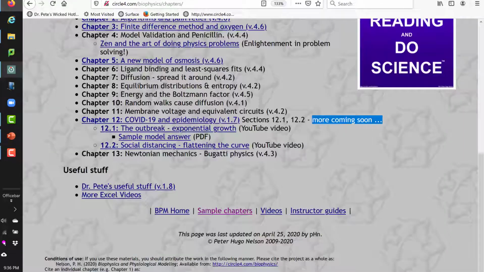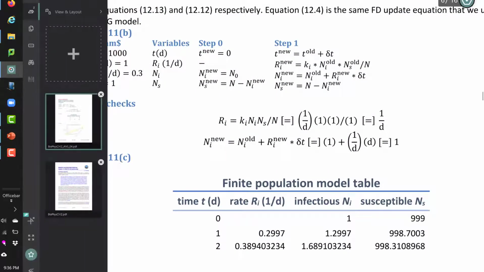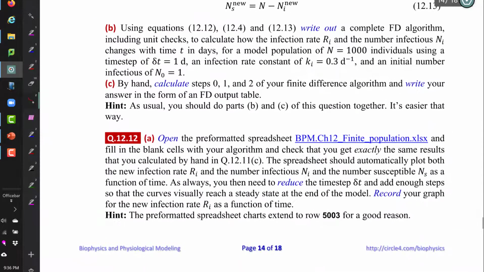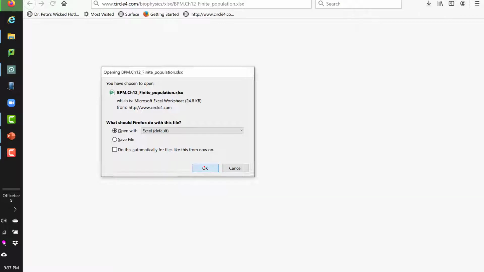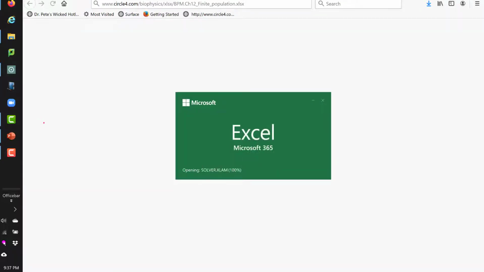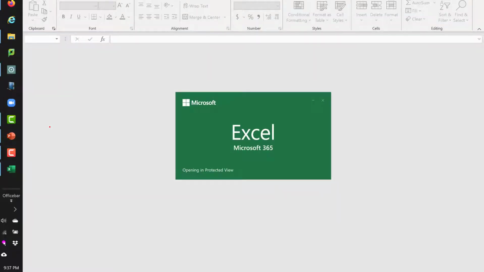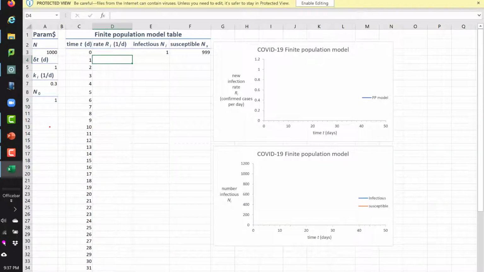Back in the chapter, where are we? There it goes. Chapter 2. Alright, so the next thing we want to do is, I just have to change the thing, let's do that. And so we have, it says open the pre-formatted spreadsheet. So if I click on this, it should open it. And I have to go to the browser just to say OK. So if I click OK, it shows me that Excel is loading. Alright, so here's the Excel thing. And the algorithm that I had just shown you tells you how to fill this in.